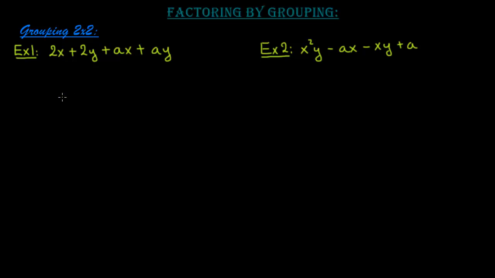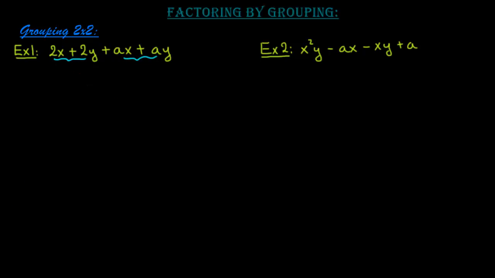Today we practice factoring by grouping. First of all, let's talk about grouping 2 by 2. In example 1, we have 2x plus 2y plus ax plus ay. What we have to do is group the first two terms and the last two terms.